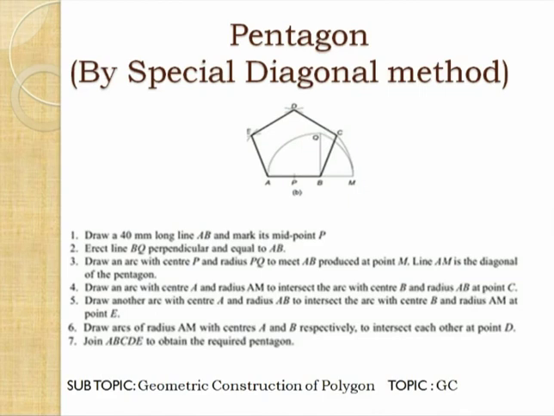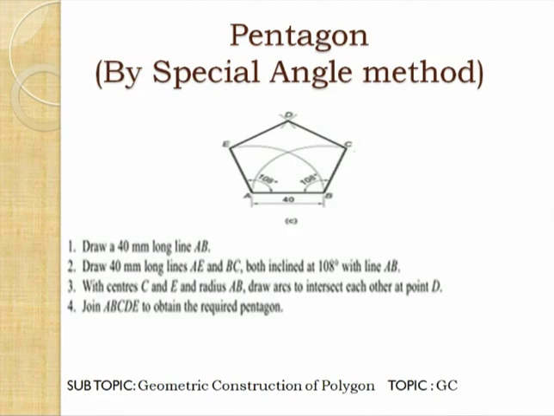We can join E with D, C with D, and we can get the required pentagon ABCDE. So this is the special method. By getting the length of the diagonal by geometrical construction, we can draw the pentagon. This is also a special method, but it is called the angle method.